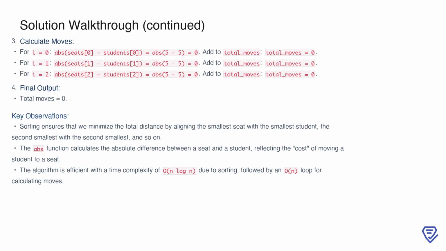First, sorting the seats and students arrays is crucial for minimizing the total moves. Pairing the smallest seat with the smallest student, the second smallest with the second smallest, and so on ensures that the distances are minimized. Second, the use of the abs function helps calculate the absolute difference between a seat and a student, which represents the cost of moving a student to that seat. Finally, the algorithm is efficient, with a time complexity of O(n log n) due to the sorting step, followed by an O(n) loop to calculate the moves. This makes it suitable for larger inputs while still ensuring optimal results.